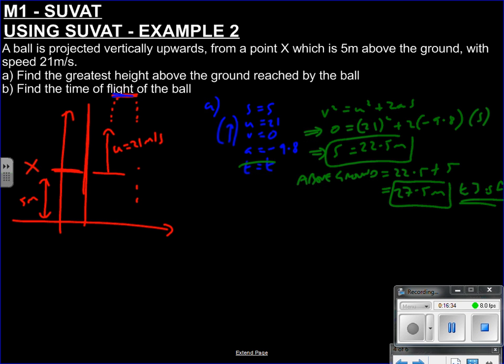We've also got to find the total time of the flight of the ball. So let's think about it. Let's be smart, right? None of this splitting it into two sections. One SUVAT table to rule them all. That's all we need.